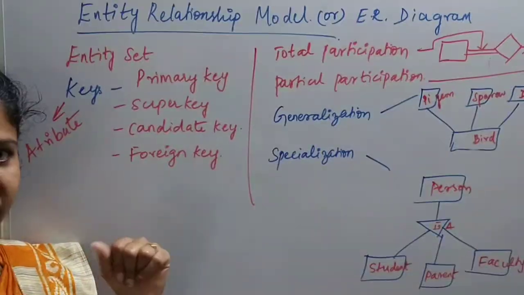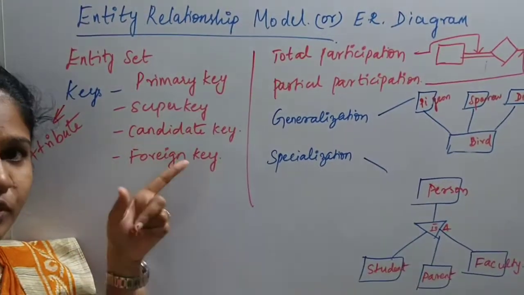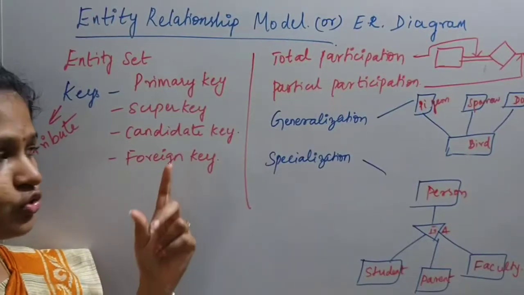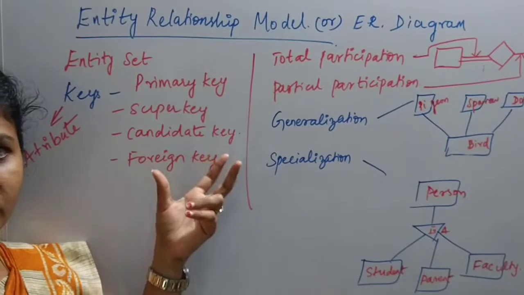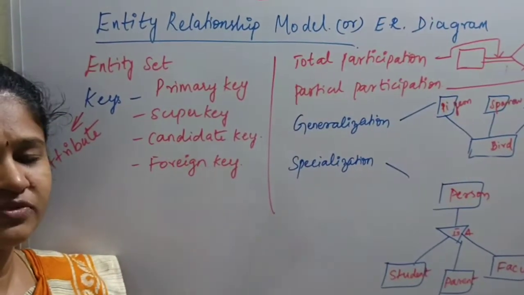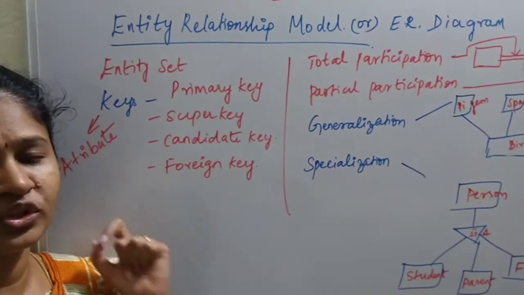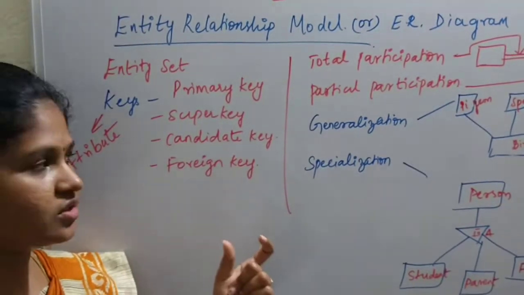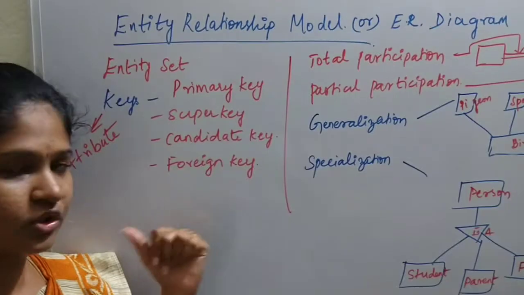Next is the candidate key. A candidate key is the minimal super key. For example, out of the super keys we have found in our database, the minimal set of keys which is definitely required for finding a tuple or a record is called your candidate key.